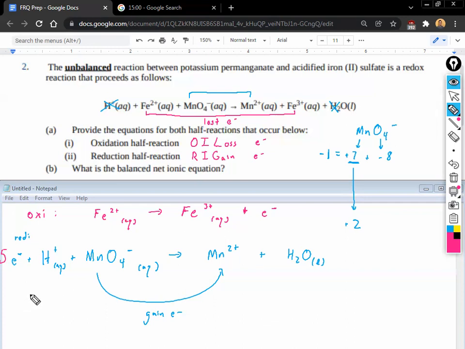Okay, and so now we just need to balance. We have 4 oxygens on this side. And so we need to make sure we have 4 oxygens on this side. So we put a 4 in front of H2O. And now we have 8 hydrogen. So we need to put an 8 right there. And so there you go. That's going to be your reduction half reaction. Oh, and I forgot to put aqueous here. Sorry about that. Okay.